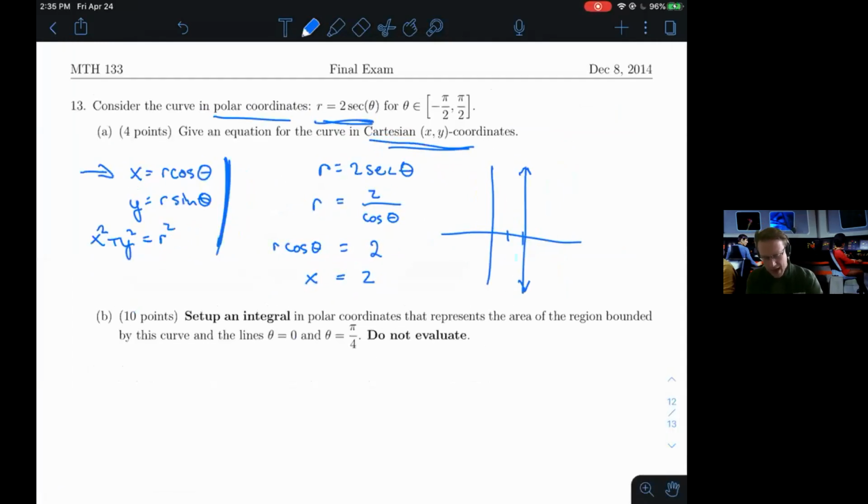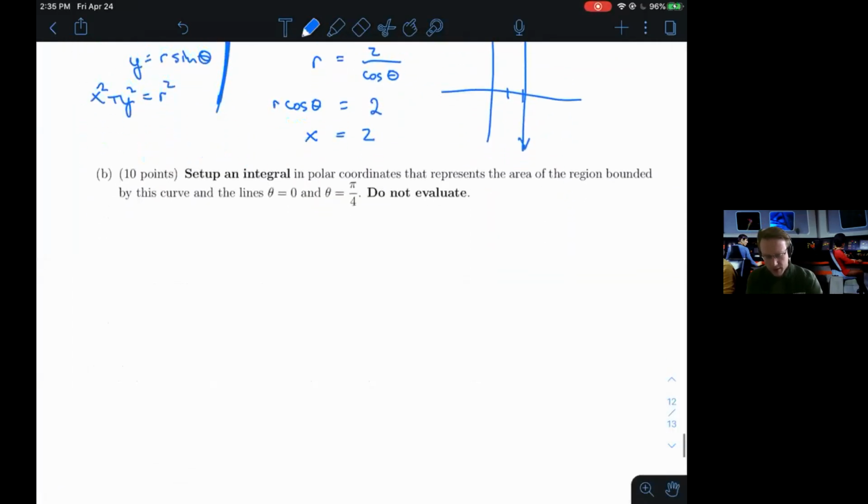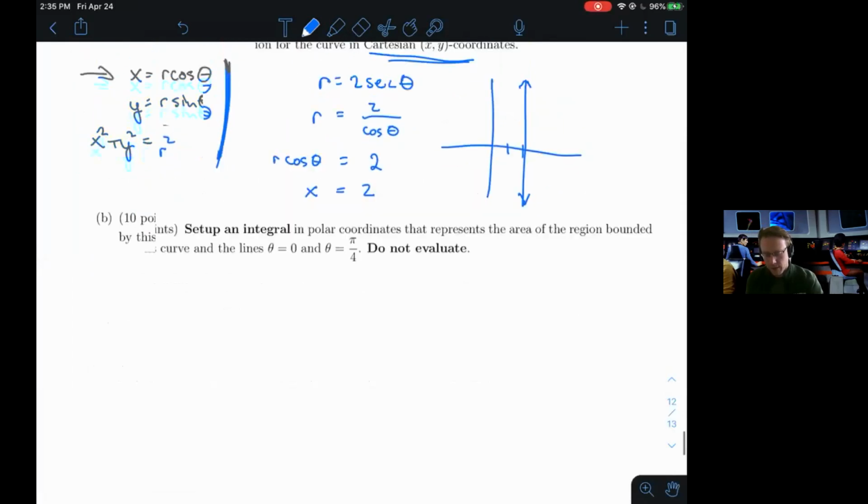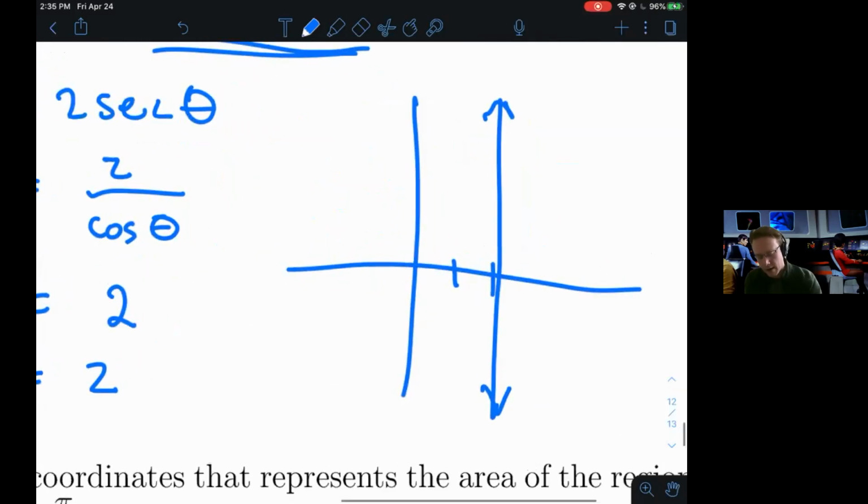So that's 13a, and then 13b: set up an integral in polar coordinates representing the area of the region bounded by this curve and the lines theta equals 0 and theta equals pi over 4. Do not evaluate. So, okay, we could go ahead. Theta equals 0 looks like this line right here. So that's what theta equals 0 is.